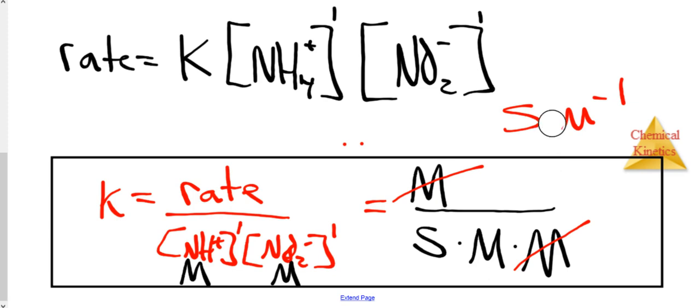That dot won't be there. I don't know why I put it. Actually, they always put molarity first. Molarity seconds to the negative 1. That would be the unit. You okay with that?